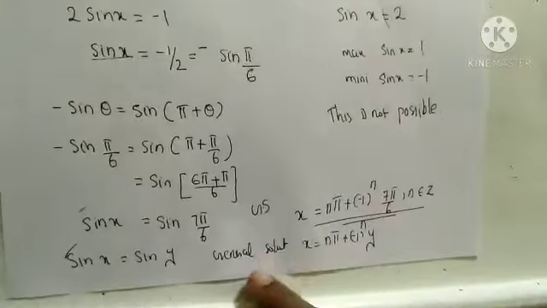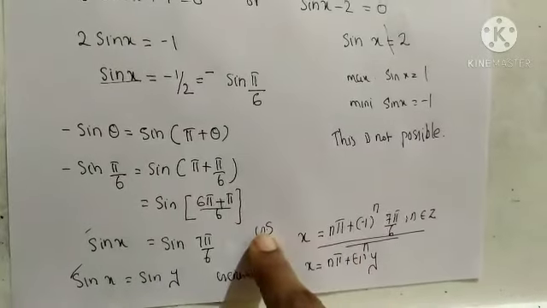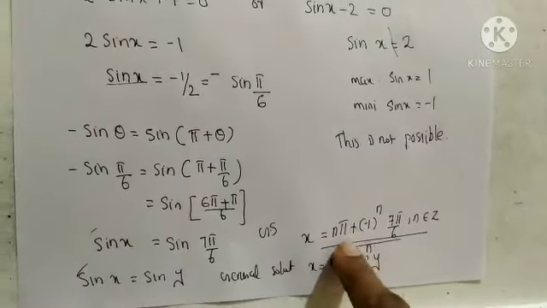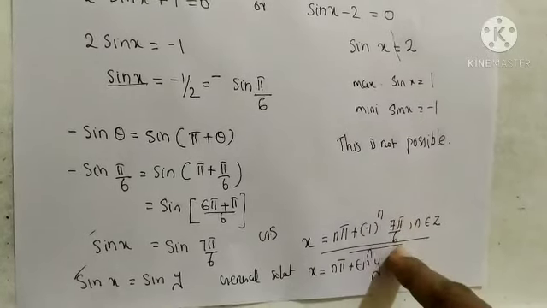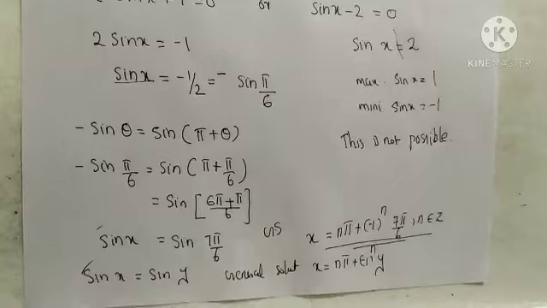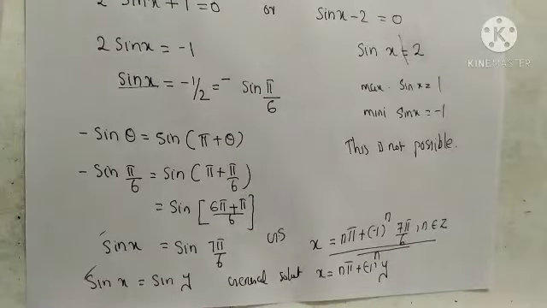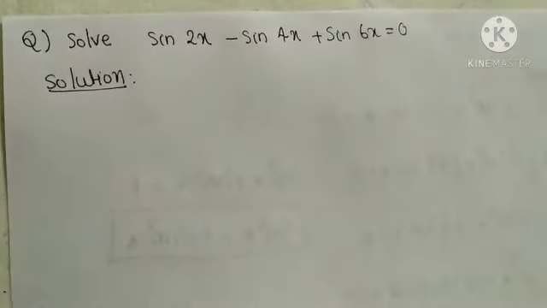So the final answer is the general solution x equal to n pi plus minus 1 all raised to n into 7 pi by 6. Okay, I hope you understood. This is our last question.